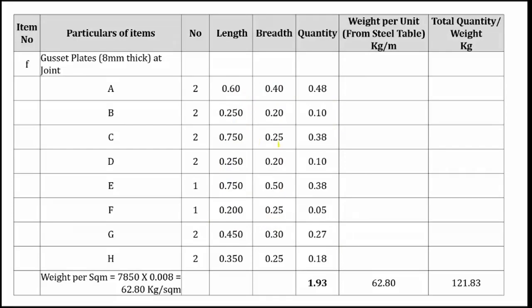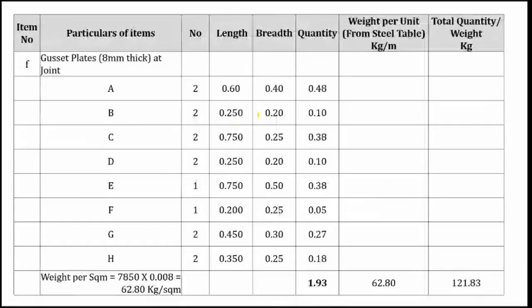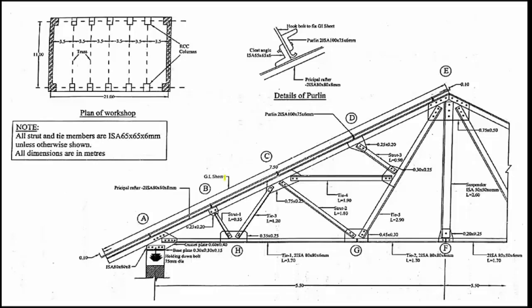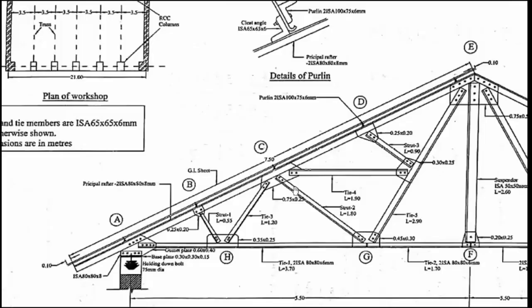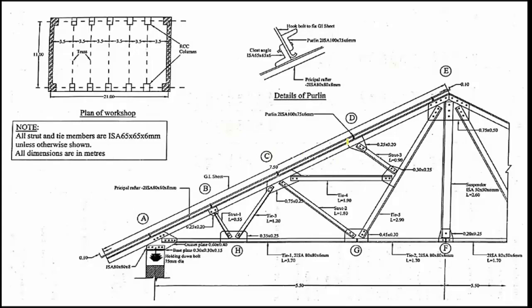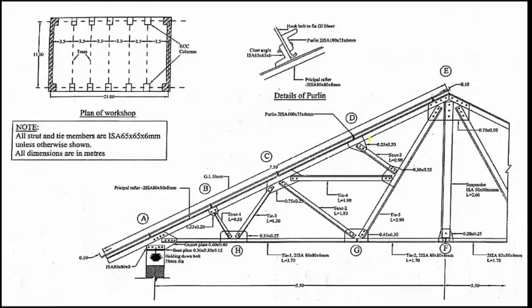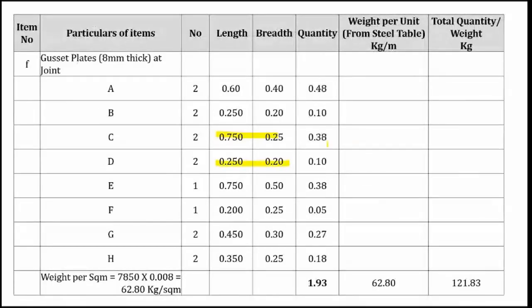Next we will go to joint B. On joint B, you can see it is 0.25 by 0.2, right? Therefore 0.25 by 0.2, two numbers, left and right. On C, similarly on the right side, we have two numbers of size 0.75 by 0.25. So we have to write 0.75 by 0.25. Then next we'll go to joint D. Joint D is 0.25 by 0.2, so we write 0.25 by 0.2, two numbers.